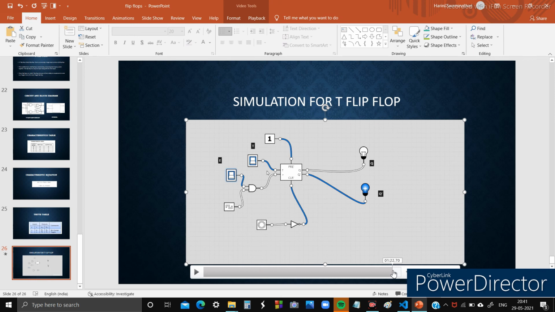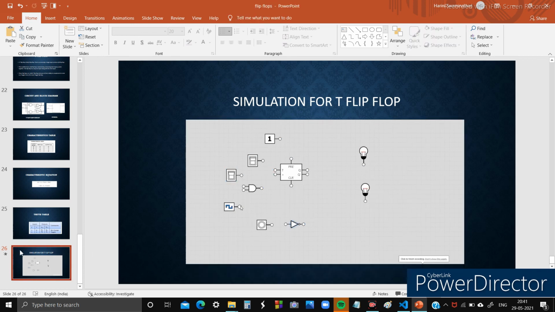If the clock pulse is 0, then we get Q bar equal to 1 and Q equal to 0 in the case of E equal to 1 and T equal to 1. This is all about simulation for T flip-flop. In the next video, we will be learning about counters.